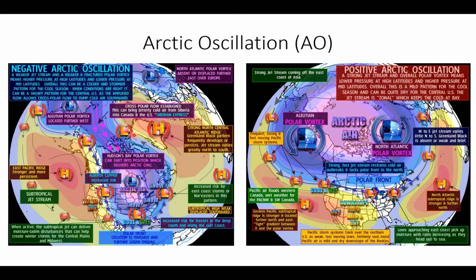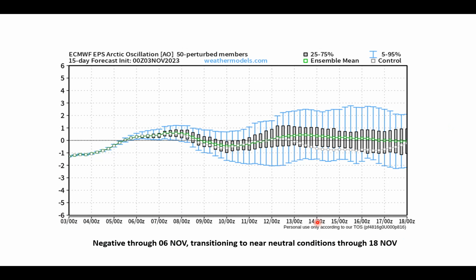You know, a negative AO is associated with a weakening polar vortex in the stratosphere, and a positive AO is associated with a stronger polar vortex in the stratosphere. Latest forecast. Now, this is European EPS AO, 50 perturbed members, showing a negative phase of the AO through the 6th of November. And this very well could be that reflection from the stretched out polar vortex in the stratosphere at the end of October. So we had a slightly weak negative AO, and we're expecting that to continue through about the 6th of November.